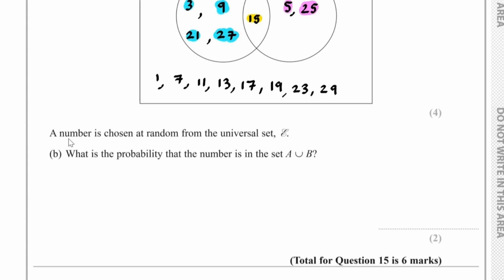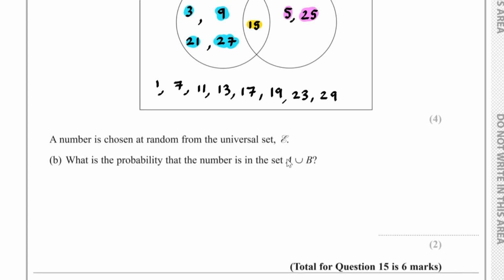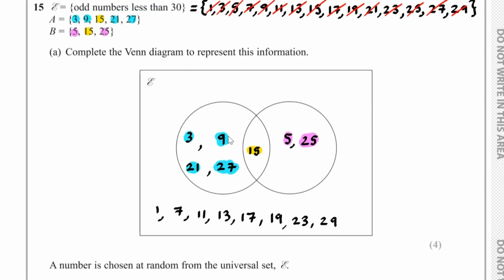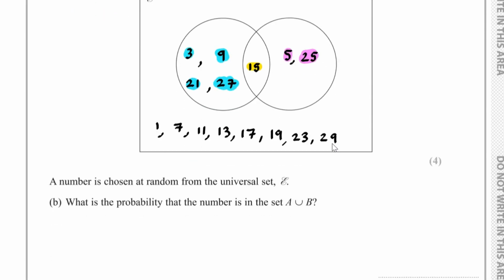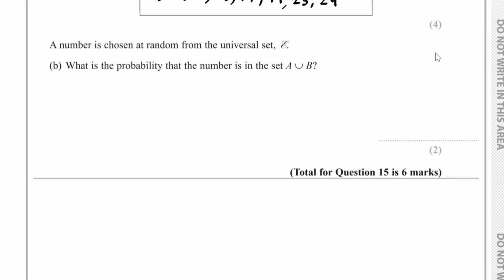Then for part B, a number is chosen at random from this universal set. What's the probability that the number is in set A or B? So A or B, we've got 1, 2, 3, 4, 5, 6, 7 numbers. And we've got 15 numbers in total. So the probability is 7 over 15.